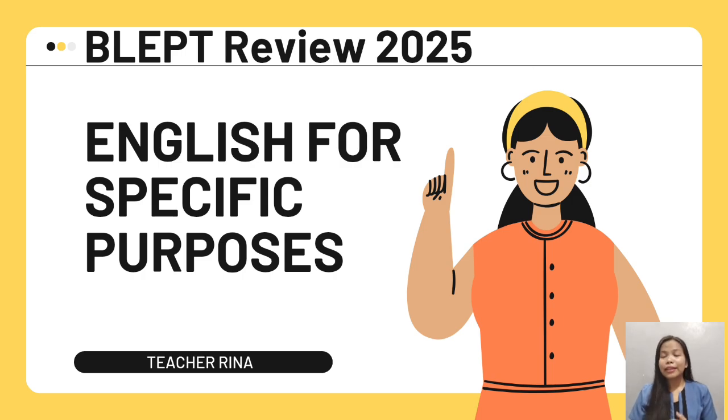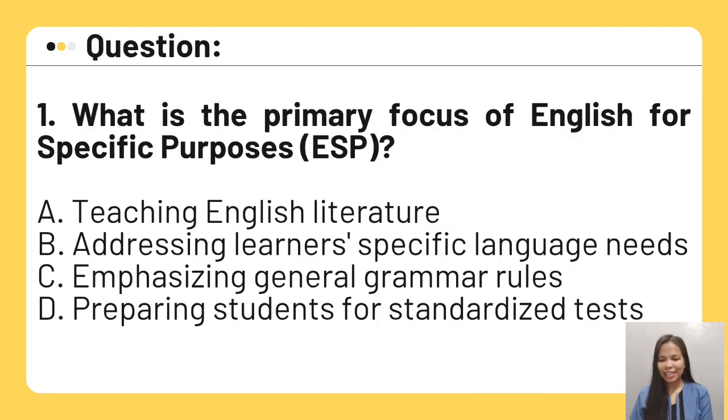I have prepared 10 item questions for our topic, English for specific purposes. I am going to read each question and choices one time, and you have 10 seconds to decide on your answer before the correct answer will flash on the screen. Are you ready? Let's begin.